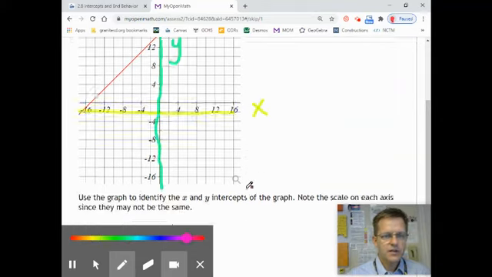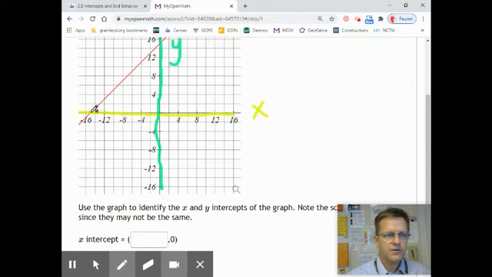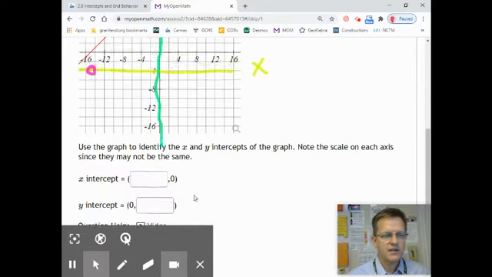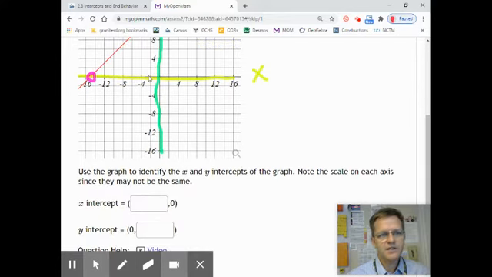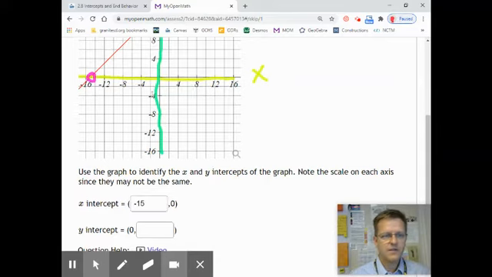Well, so down here, the x-intercept is going to be right here. So it's minus 12, minus 14. I think that's minus 15. So you have to be careful on this one because the lines are counting by 2. So 2, 4, 6, 8, 10, 12, 14, 16. It's between 14 and 16. So it would be a negative 15.